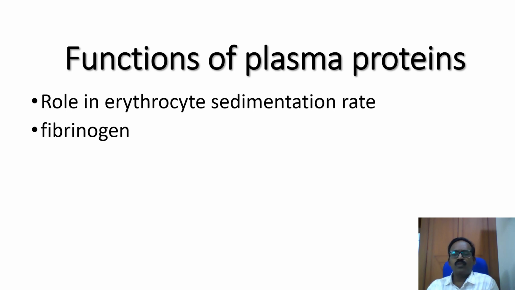Another most important function of the plasma protein is that it affects the erythrocyte sedimentation rate. Mainly fibrinogen and globulin affect the erythrocyte sedimentation rate. ESR is an important prognostic indicator. Prognosis means assessing the progression of the disease, whether the disease will cure early or it will take a long time. Like this, it will assess the progression of the disease. So the plasma protein affects the ESR.